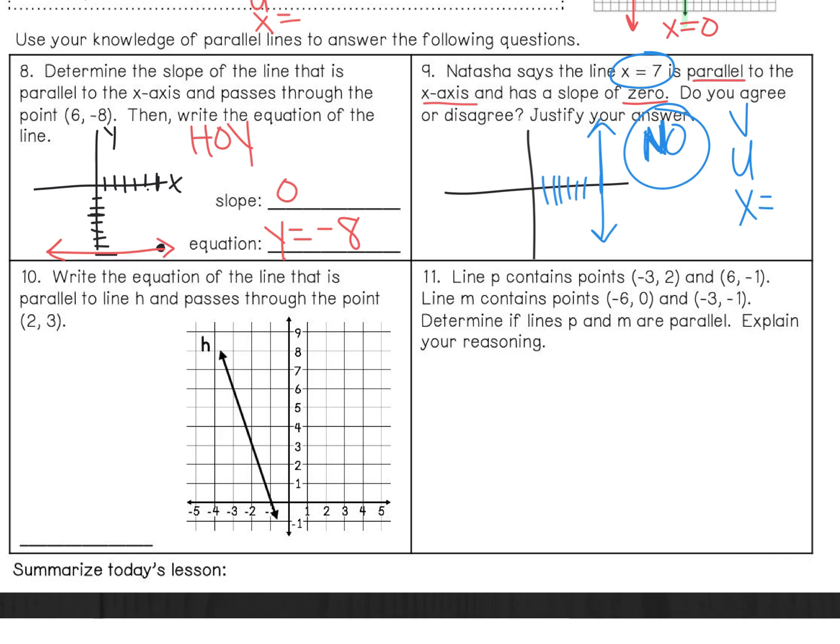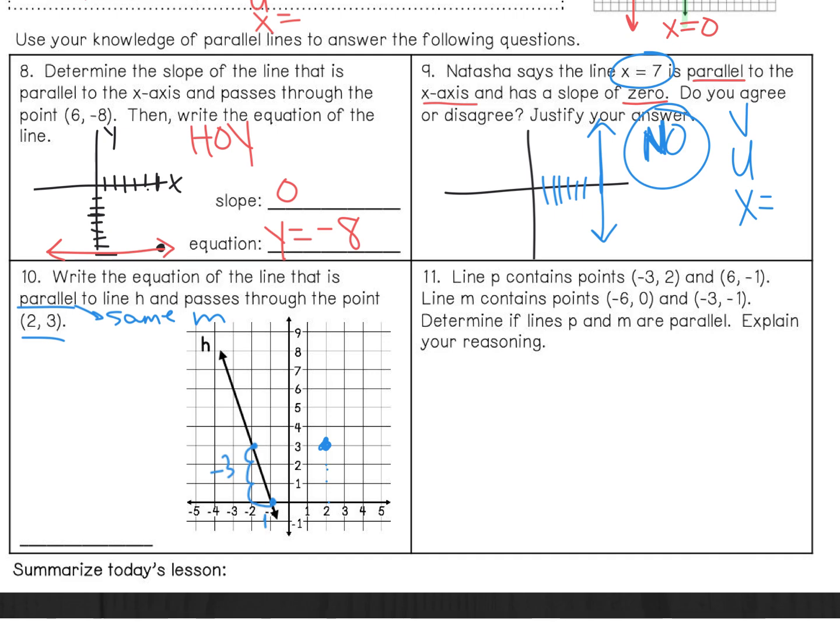Write an equation of the line, okay, again, look for keywords: parallel to H and goes through 2, 3. So here is 1, 2, 3. Here's my 2, 3. How do I know if it's going to be parallel? Same slope, all right? Same slope. So I need to find my slope on H. What do you know just by looking at H? Negative. It is negative. 1, 2, 3 over 1.